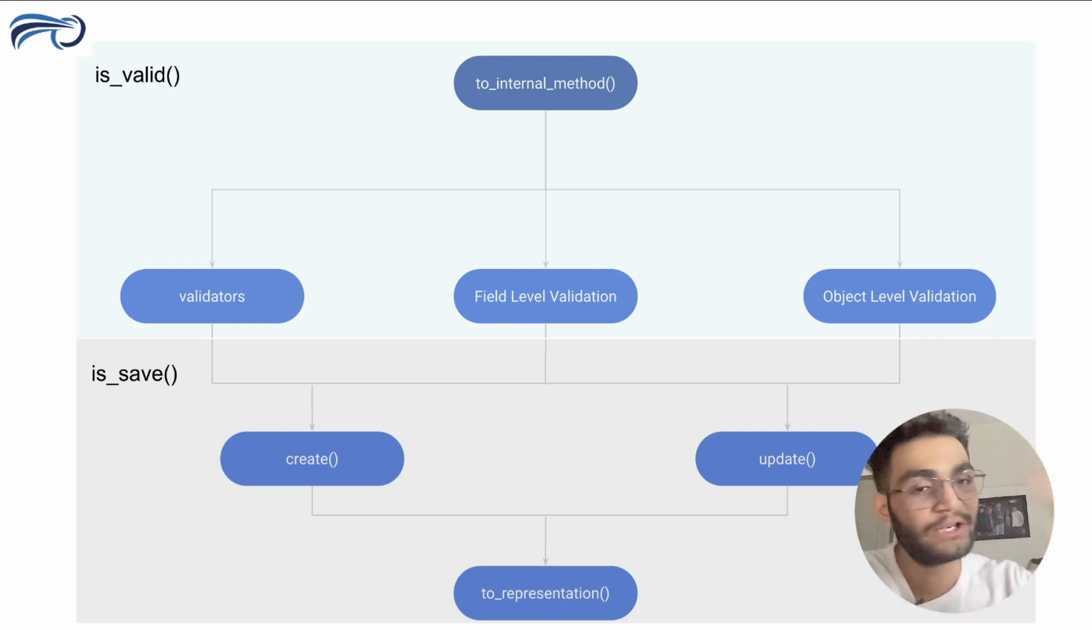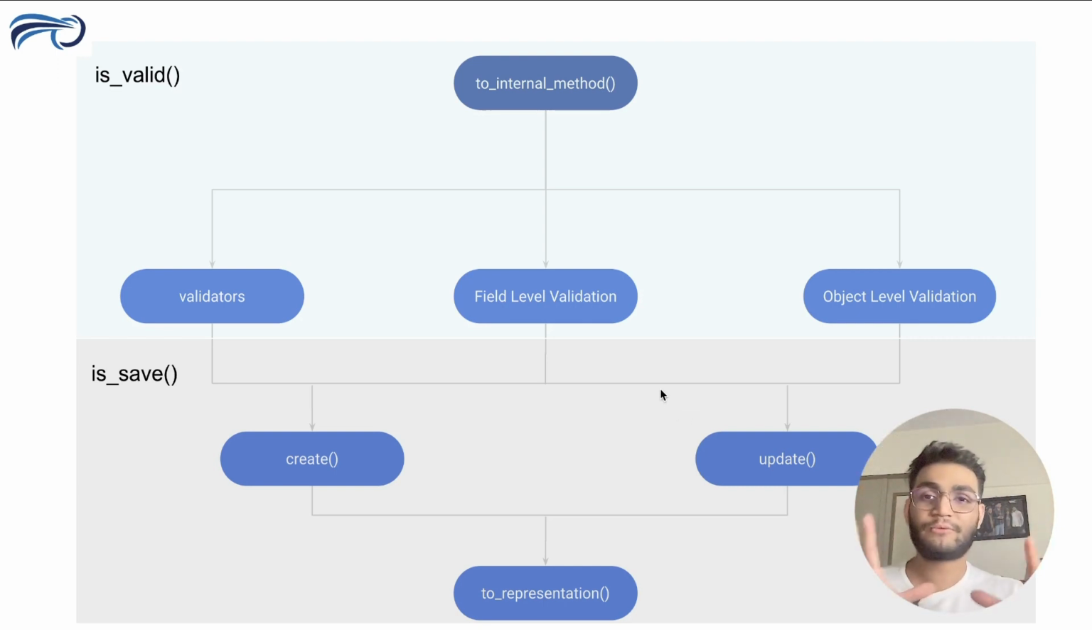This diagram is very important, because initially I was struggling to understand the flow in which the data gets passed inside the serializer. I made this diagram with my own understanding and by doing research. So please understand this diagram. Now that we have the theory knowledge, let's go to the IDE and understand this in the practical part.